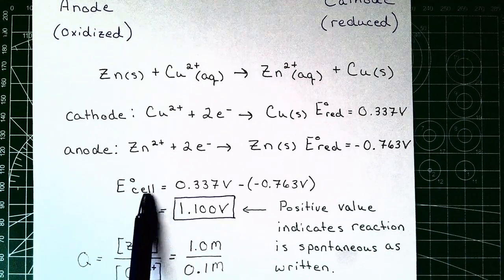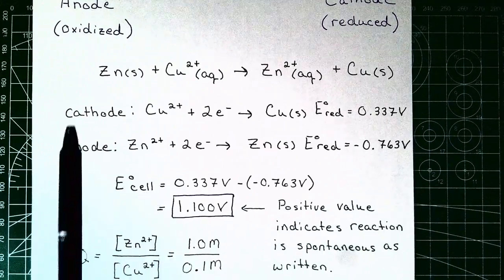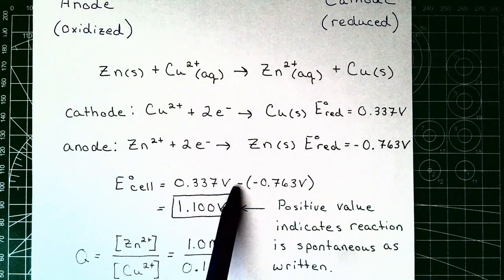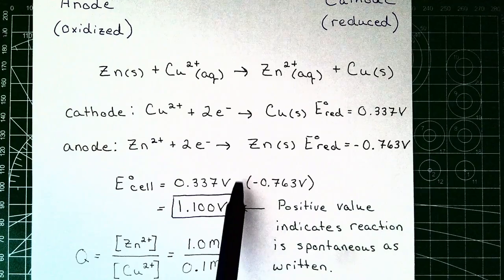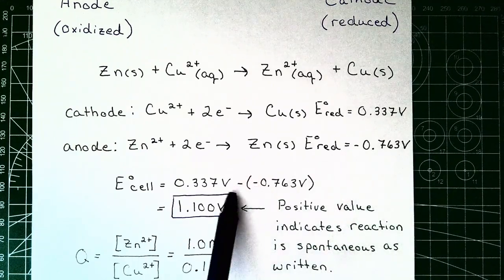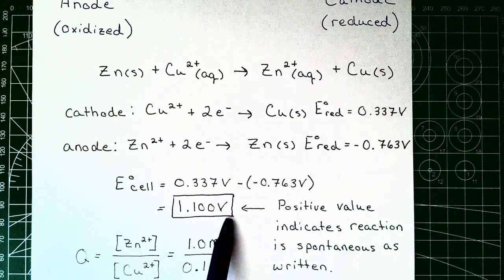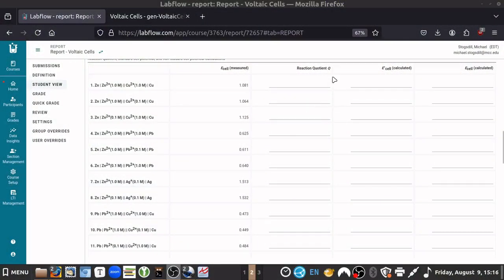The next thing I need to do is calculate E cell. So that's going to be the cathode reduction potential minus the anode reduction potential. So that's minus a negative here in this case. They're going to add together and we get 1.10 volts. I like to do that first as opposed to calculating the reaction quotient.